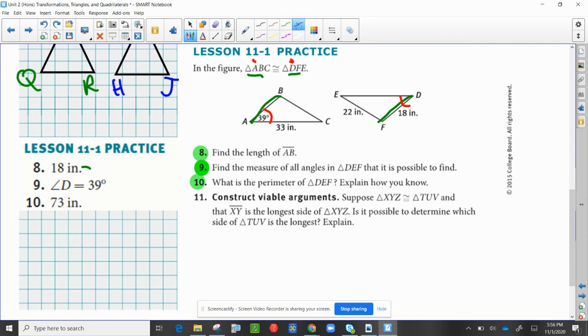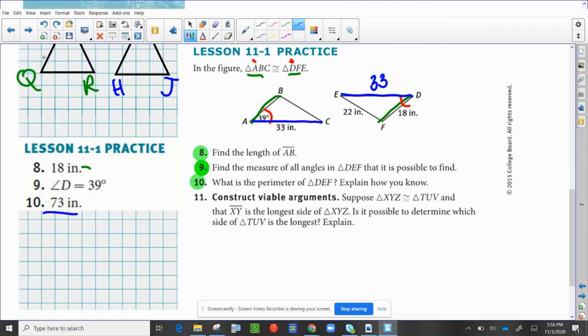And then the last one, can we find the perimeter of DEF? The answer is 73. The way you can find that is because AC is going to be congruent to ED, because they're corresponding parts. So that makes this side 33. If we add up all sides, you should get your answer there of 73 inches.